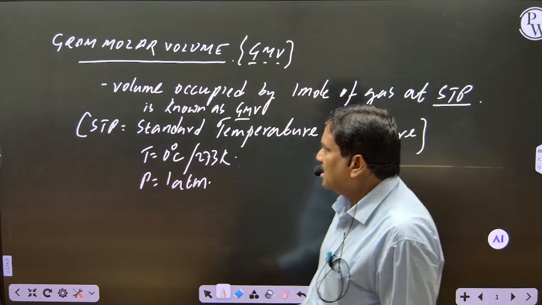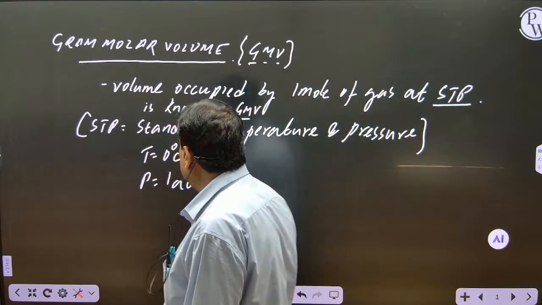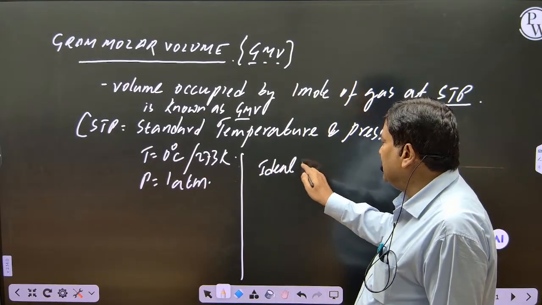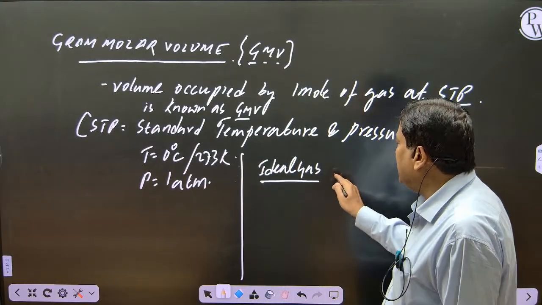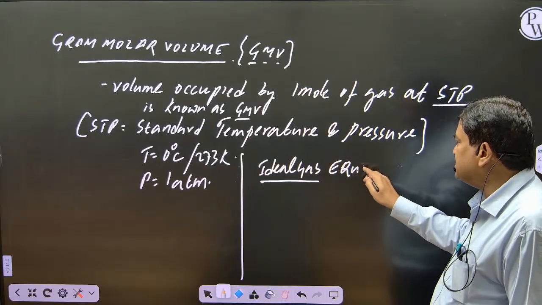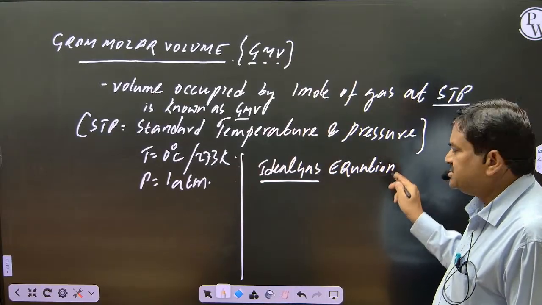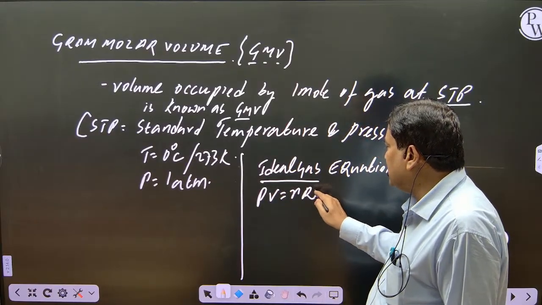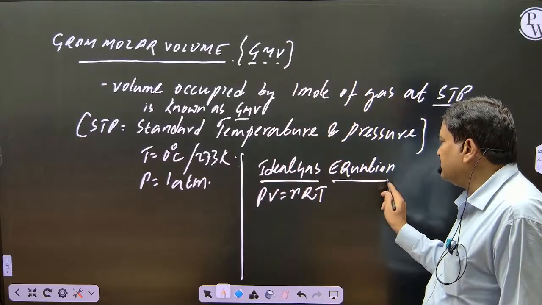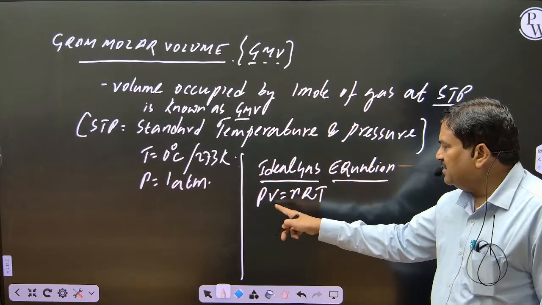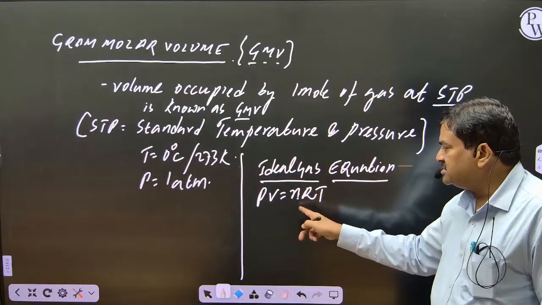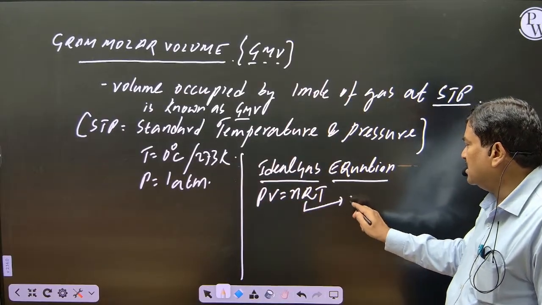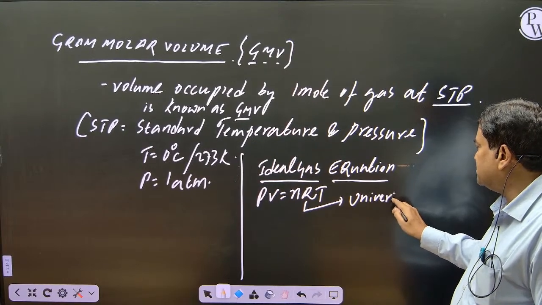See, how do we get this gram molar volume? Later we study the ideal gas equation. Do you know ideal gas? We study later in states of matter: ideal gas equation, Boyle's law, Charles law, Avogadro law, might be studied in 10th standard. So the ideal gas equation is given by PV = nRT, where P is pressure, V is volume, n is number of moles, and R is called the universal gas constant.